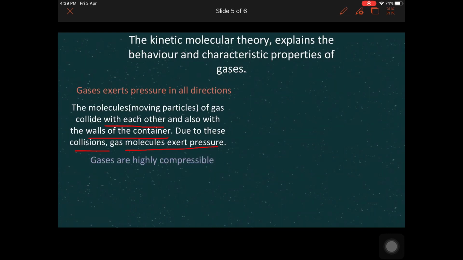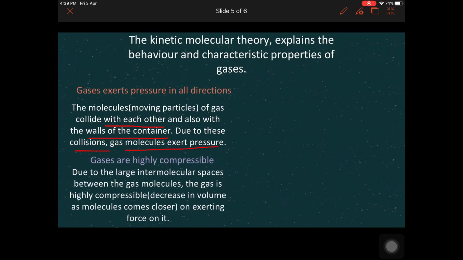The gases are highly compressible, which we all know. It is due to the large intermolecular spaces between the gas molecules. The gases are highly compressible. They decrease in volume as molecules come closer on exerting force on them.